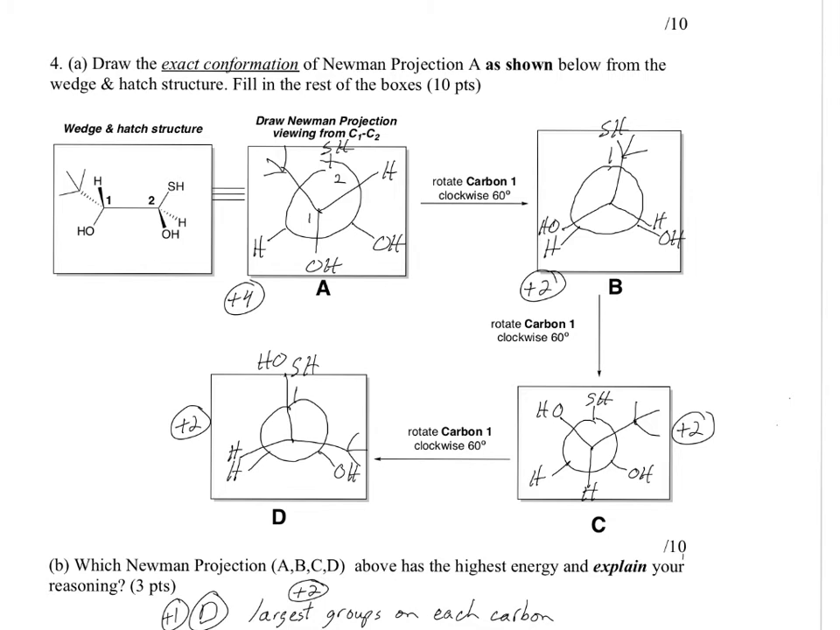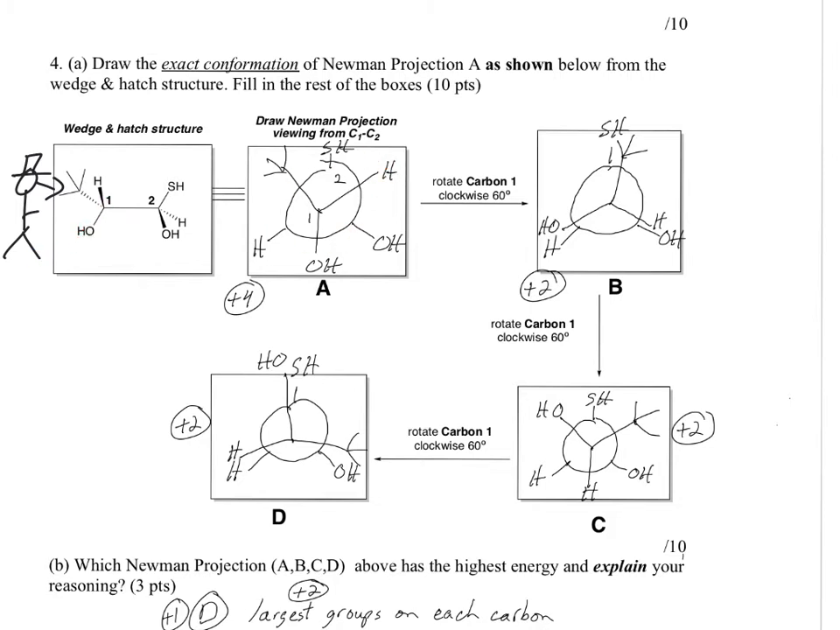All right, Newman projections. So I say draw the exact conformation of the Newman projection as shown in A below from the wedge and hatch structure. So assume I'm telling you to look from 1 to 2. If you see 1 and 2, assume this is the Newman projection I want you to draw, where you're standing here. Make sure you're looking down 1 to 2. So again, if you're looking at this, make your Newman projection.